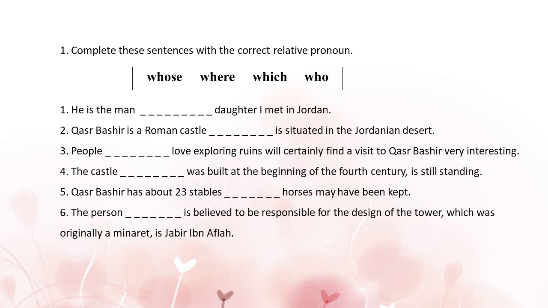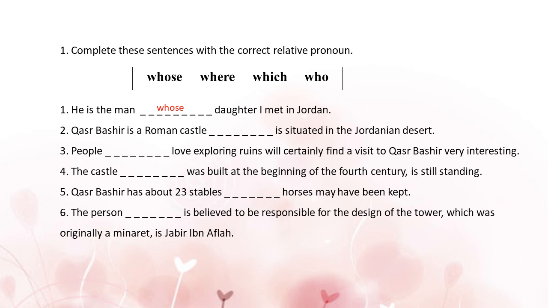So let's see the sentence again. He is the man, daughter I met in Jordan. You are talking about the daughter of whom? The daughter of the man. So here we have possession. So the correct answer is whose. He is the man whose daughter, as I mentioned before. Whose daughter, whose father, whose bag, whose tail for the cat or the animal. So here, he is the man whose daughter I met in Jordan.